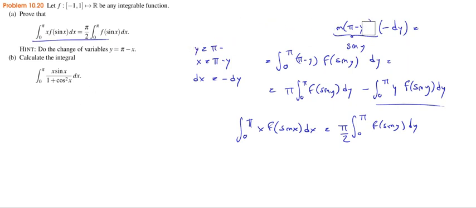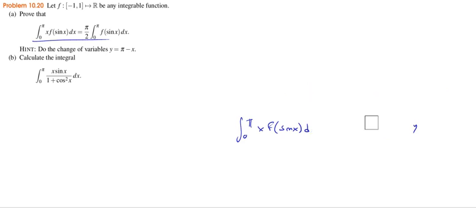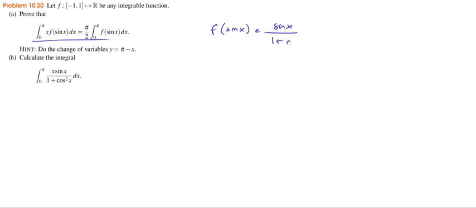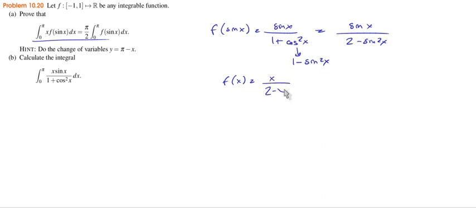Okay? Now calculate the integral from 0 to pi of x sine of x over 1 plus the cosine squared, right? Now, whenever we have something like this in a math problem, we're meant to use this identity, right? So here we have x, and then f composed with the sine is the sine of x divided by 1 plus the cosine squared. Now the cosine squared we can rewrite as 1 minus the sine squared, right? So this is equal to the sine of x divided by 2 minus the sine squared, right? So f, the original f, is x divided by 2 minus x squared.